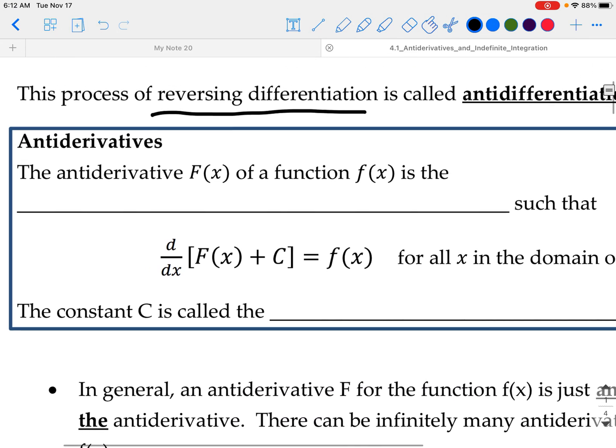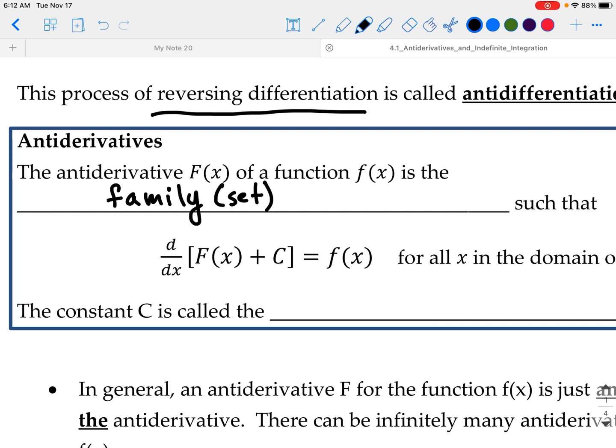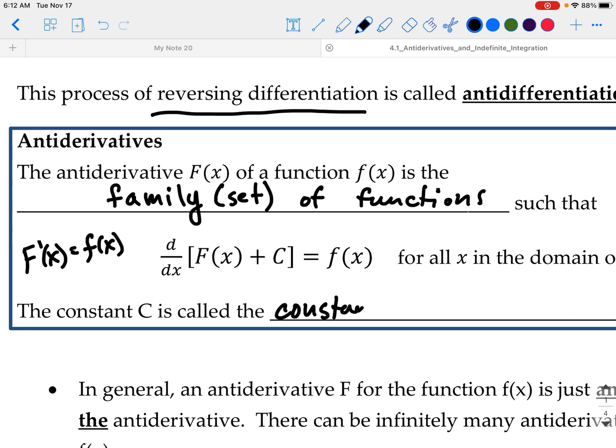The antiderivative capital F of a function little f of x is the family, and we could think of it as a set if we wanted to, of functions such that the derivative of capital F plus c is equal to little f of x. All right, so this is going to be typical notation here. What we're saying is that F prime of x is equal to little f of x, where capital F is that antiderivative expression. And the constant c is called the constant of integration.